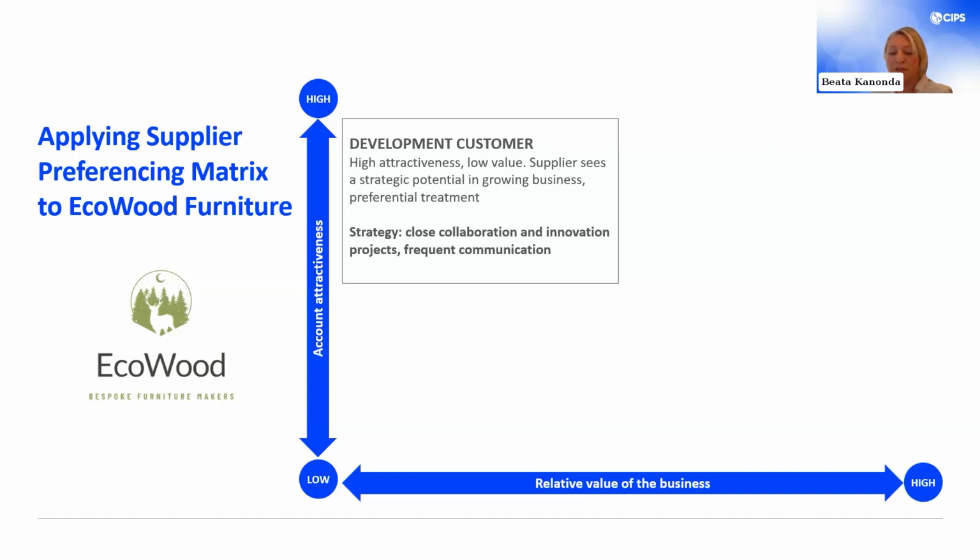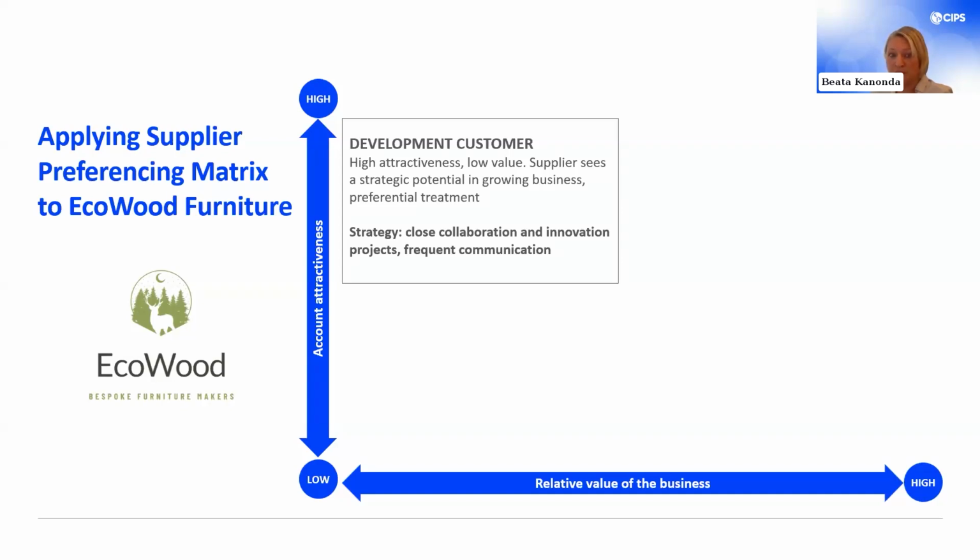The current spend may be relatively small, but as EcoWood is in the early stages of adopting eco-friendly packaging, this is expected to grow. To develop this relationship, EcoWood needs to work closely with the supplier on joint initiatives, such as creating innovative packaging designs, introducing new, more sustainable materials, and so on. This will strengthen the attractiveness of EcoWood to the supplier.